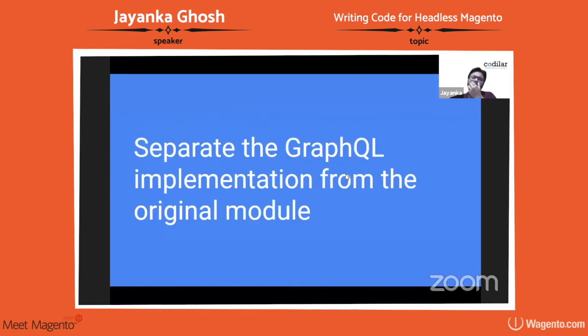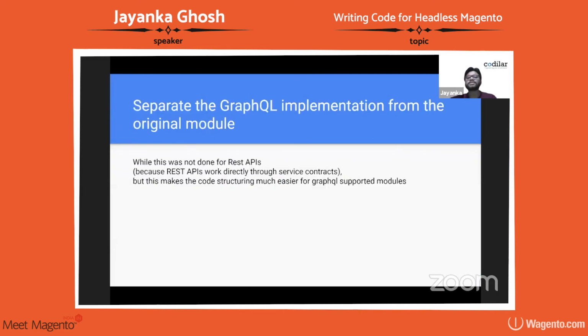The next thing is very specific to GraphQL, and you will not see this happening for REST APIs. This is that you separate the GraphQL implementation from the original module. In REST APIs, Magento has not done that, mostly because for REST APIs, there is no separate implementation. For REST APIs, if you write the service contracts, which I've explained previously, properly, it will work without us having to make any changes.